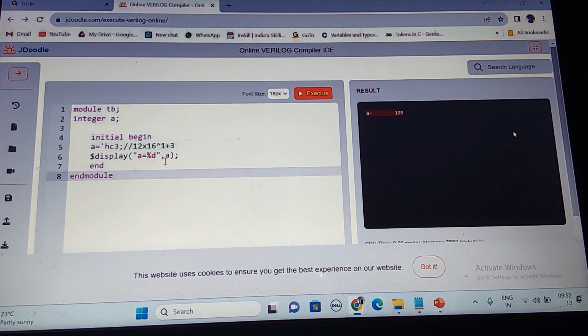Suppose I am going to print this in octal, what is the octal equivalent of this number? How to convert hexadecimal to octal? So first you convert this into what? Binary, right? And then group it how many bits? 3 bits. So what is the output?